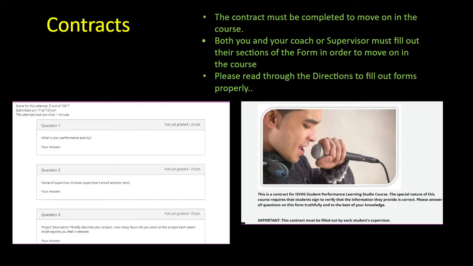Before you start the class and your log times, you have to fill out a contract. Contracts must be completed to move on the course. The course will not allow you to move on until both contracts are completed. Both you and your coach or supervisor must fill out the sections of the form in order to move on in the course. There are two forms that need to be filled out, your form and your supervisor's form. Please read through the directions to fill out all the forms properly.